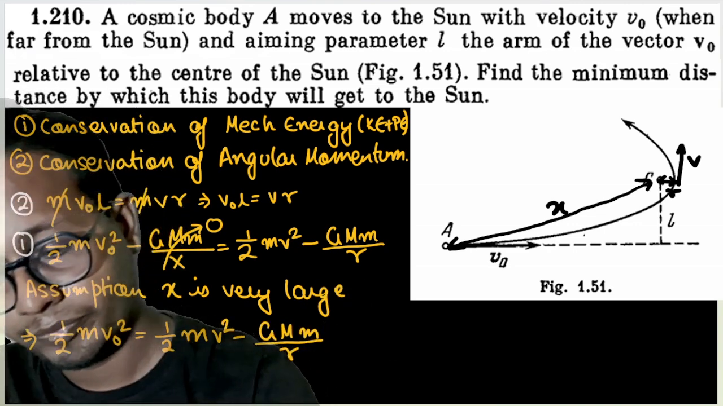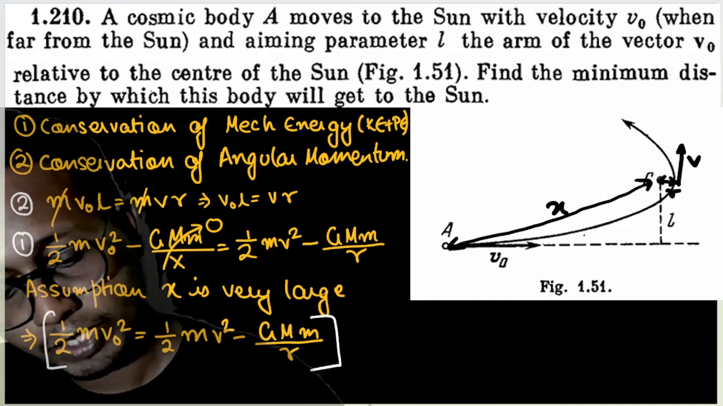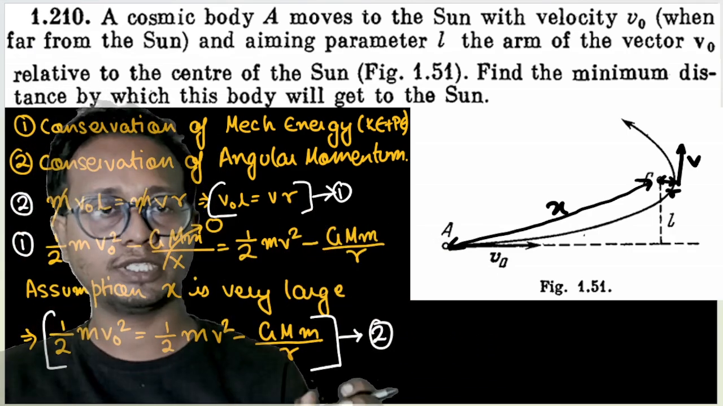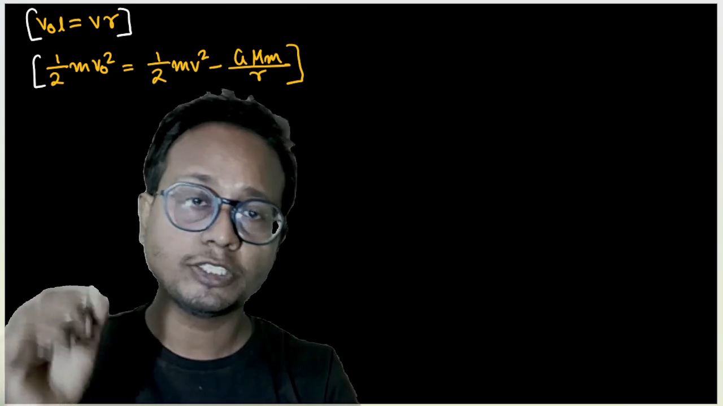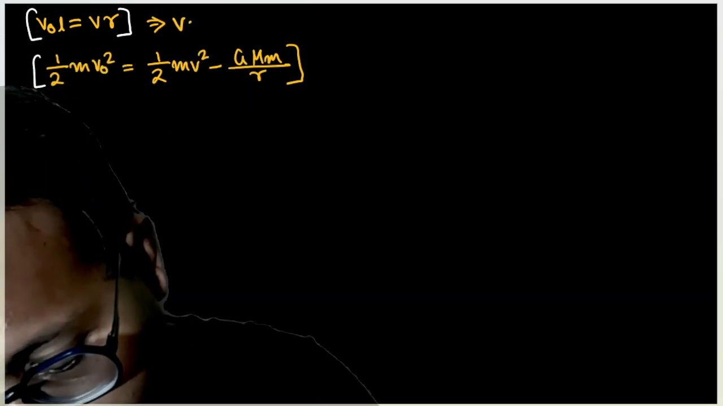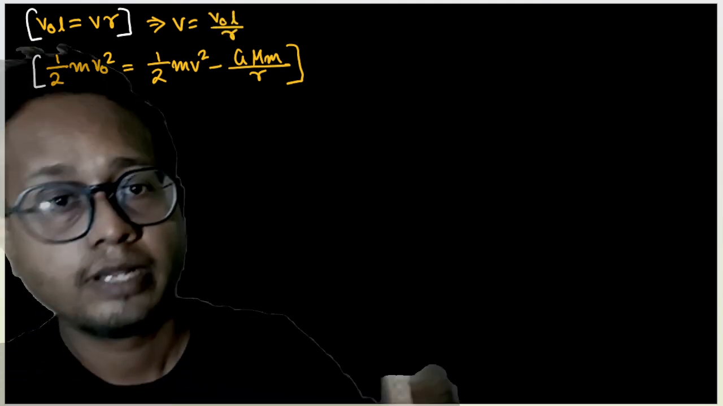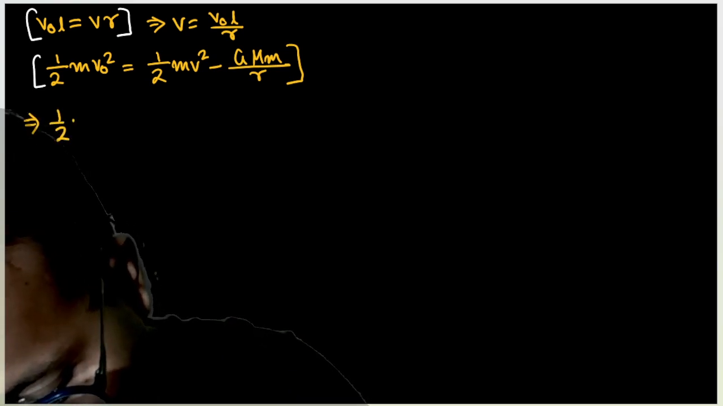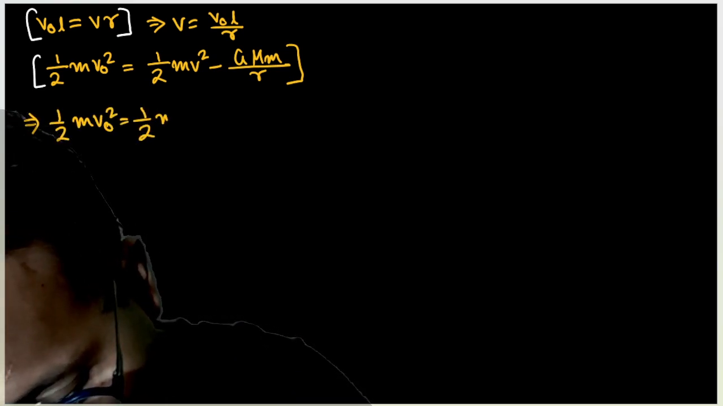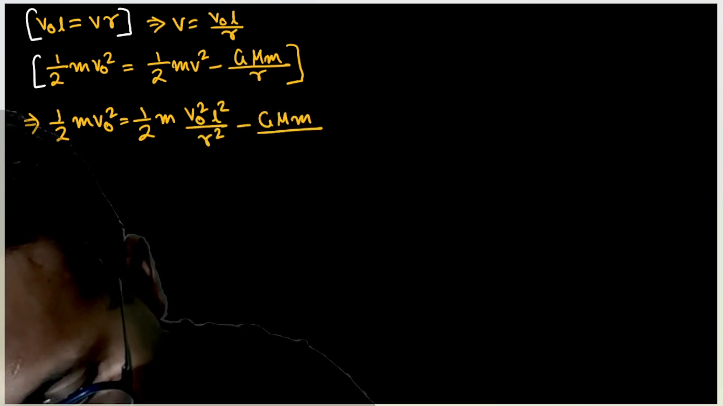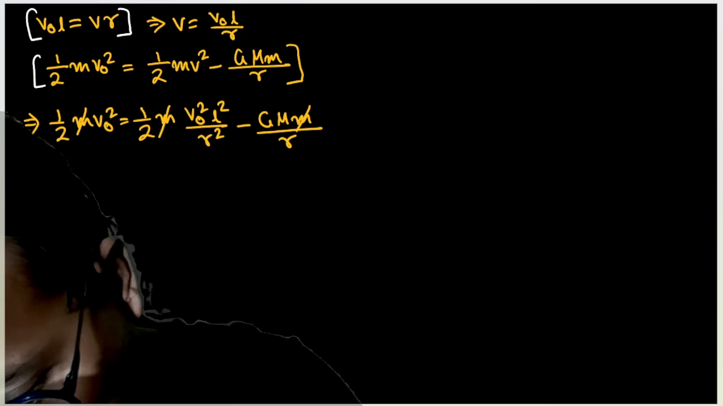Now we got our two equations. Sorry, this is the second equation, and this is the first equation. Now solving these two equations, we get the value of r. The equation solving is similar to the previous question, so I'll solve it a little bit quickly. From the first equation, I get that v is equal to v naught L by r. Now this value of v is to be substituted here in v square. So we get half m v naught square is equal to half m v naught square L square by r square minus GMm by r. You can cancel out the m from the left hand side and right hand side.